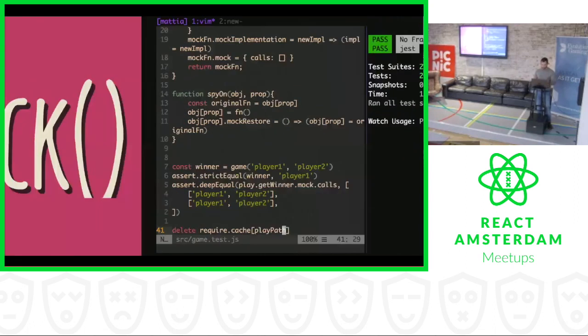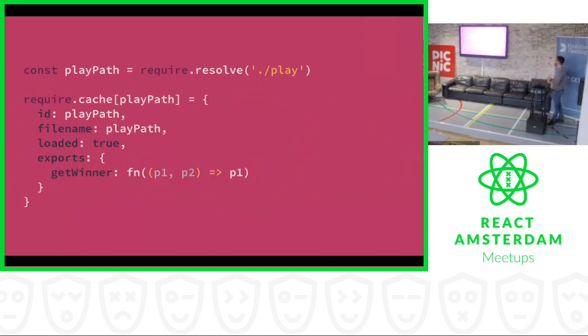So as a recap, what we did, first of all, we got the reference of the play module and stored it in playPath. Then in require.cache, where we got every module that we're using, we pointed to the specific module, play, and we replaced the implementation. By doing that, we needed the ID, reference, filename, and loaded. But what is important is that inside the exports, we can customize the specific properties in each of them.